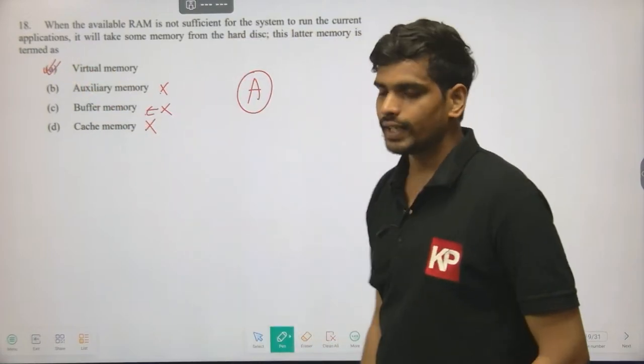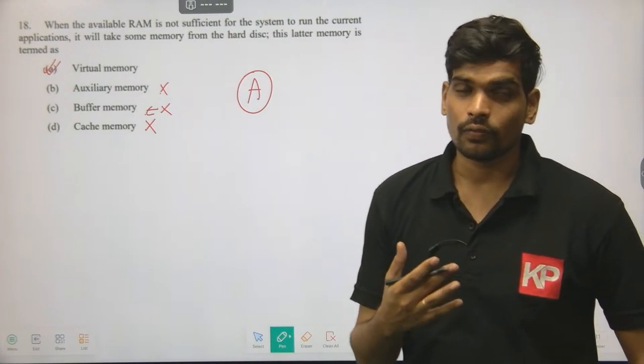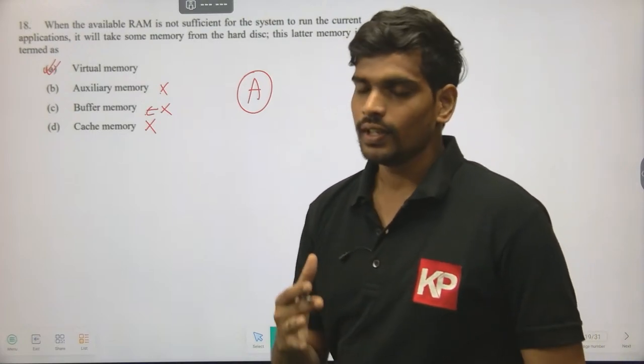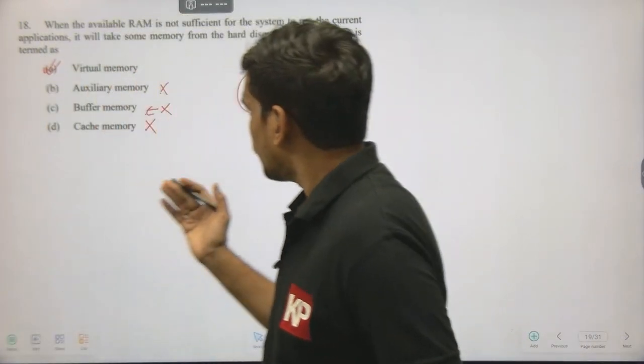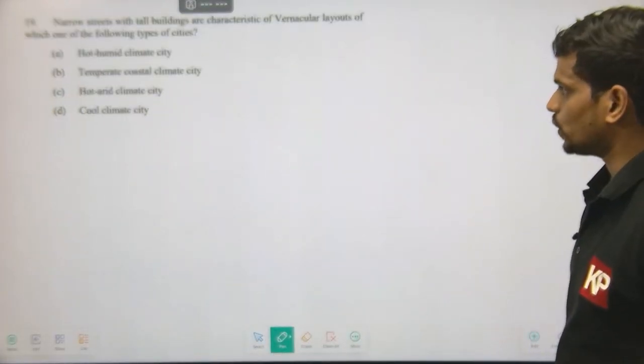Virtual memory is basically the extra space used as additional memory when the RAM capacity is already full. If the hard disk memory is being used, that's called virtual memory. That's the answer for the 18th one.